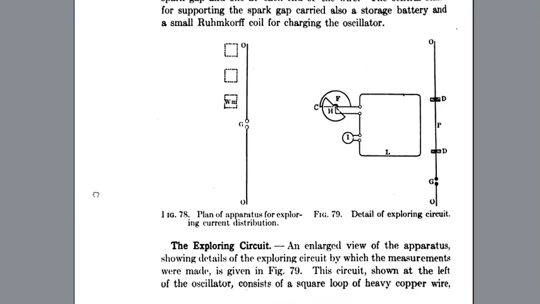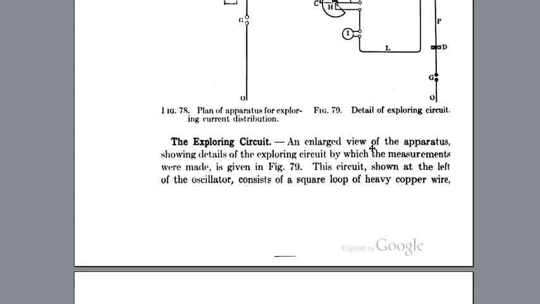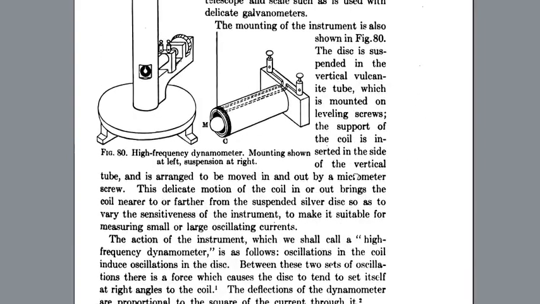An enlarged view of the apparatus showing details of the exploring circuit by which the measurements were made is given in figure 79. This circuit, shown at the left in the oscillator, consists of a square loop of heavy copper wire L, 30 centimeters on a side, and having in series with it a variable condenser C and a high-frequency current reading instrument at I. I shall now describe the instrument I and the condenser C.